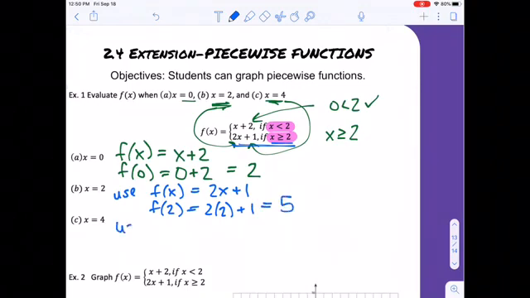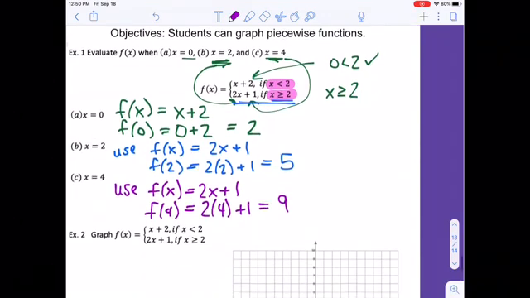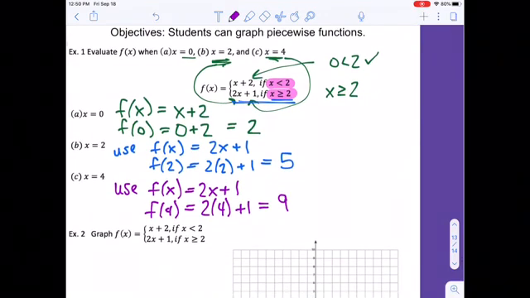We'll also use that same equation for the next one. Actually, let's use a different color. We'll use f of x equals 2x plus 1 because 4 is definitely bigger than 2. So f of 4 will equal 2 times 4 plus 1, or 9. Okay? So for those, you just have to pick which equation to plug your x value into based on your inequalities attached.